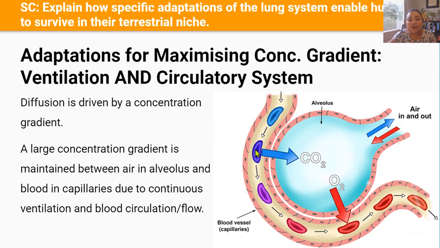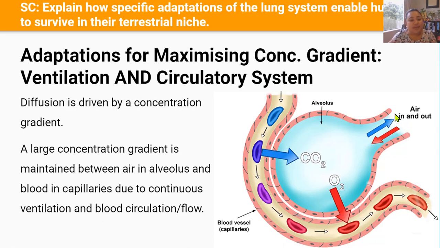Blue means low oxygen. New air arriving at the alveolus is oxygen rich, loads of oxygen, has a high oxygen concentration. So because the oxygen concentrations are different, low and high, oxygen will diffuse from an area of high concentration in the air to an area of low concentration in the blood. So blood leaving the alveoli is now oxygen rich, and the air leaving the alveoli is now oxygen poor, and we exhale that oxygen poor air.